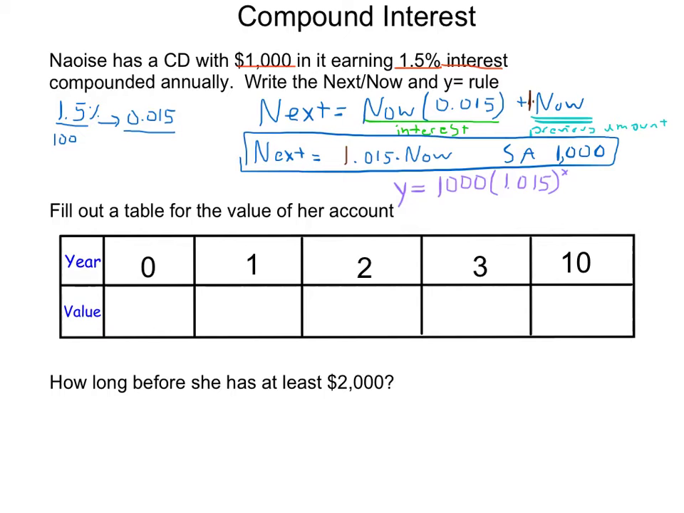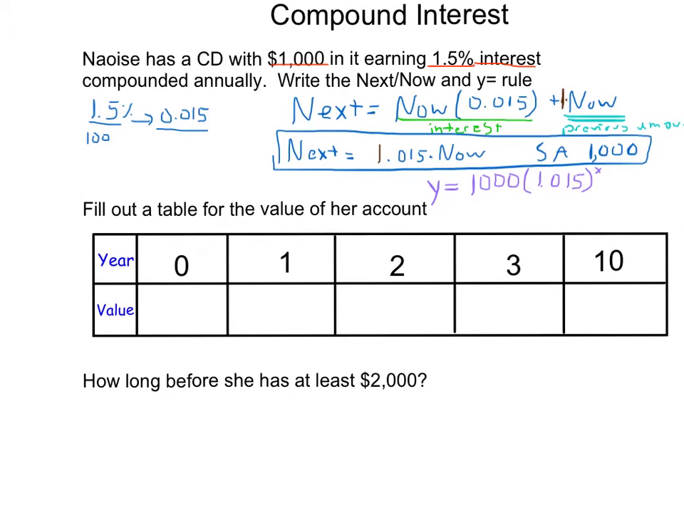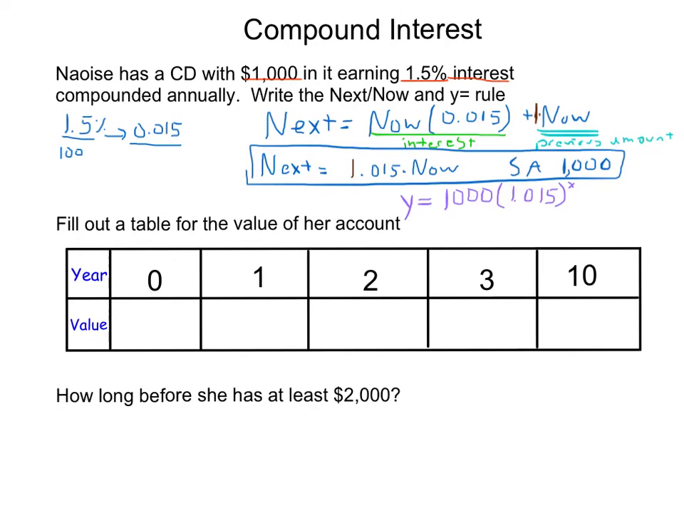In this next part, we're going to fill out a table with some of the values for each year. So starting in year 0, we start with $1,000. Now I'm going to type this rule into my y equals and look at the table. I could also enter in this rule, seeding the 1,000 and doing answer times 1.015, pressing enter, pressing enter, pressing enter, and getting these values.